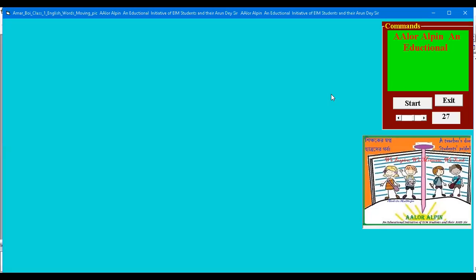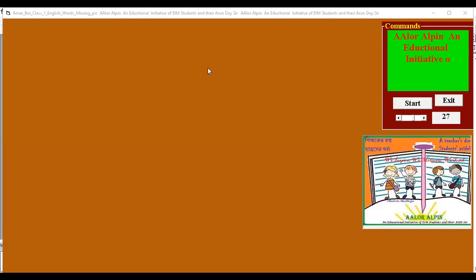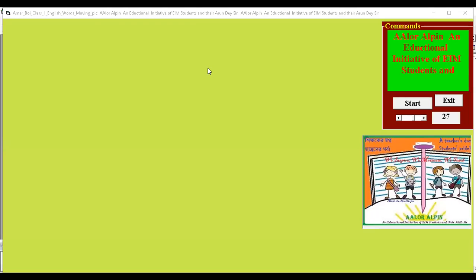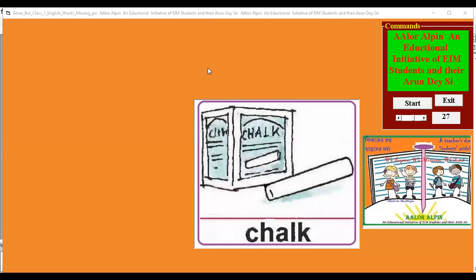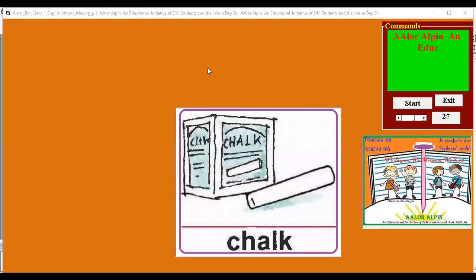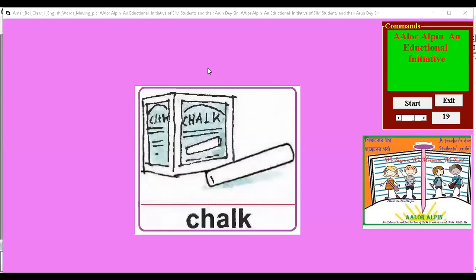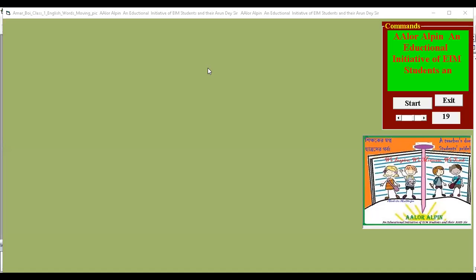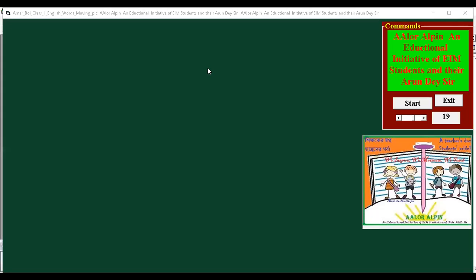Chalk is white. My school has many chalk. The teacher writes. Chalk is white.